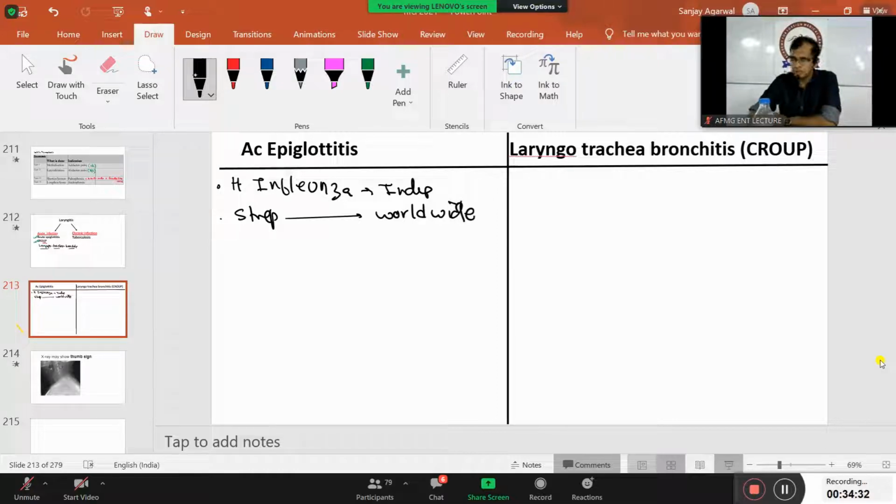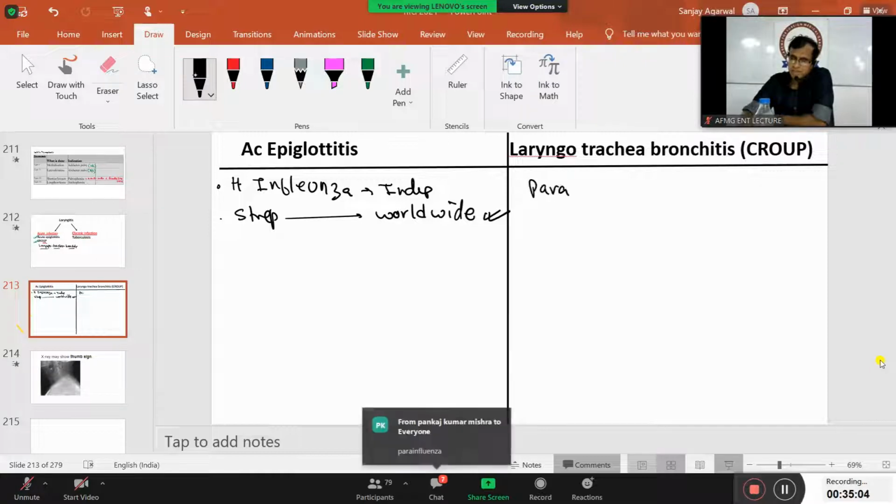So now you have to be very careful about the question. Suppose they tell you a 5-year-old child from Delhi has something like epiglottitis. Now a 5-year-old child from Delhi, so it is India. So the answer is, if they ask which is the pathogen, that is influenza. But if they do not mention the country, then we are assuming it is worldwide. Then you have to say Streptococcus. But laryngotracheobronchitis is a viral disease caused by parainfluenza virus.